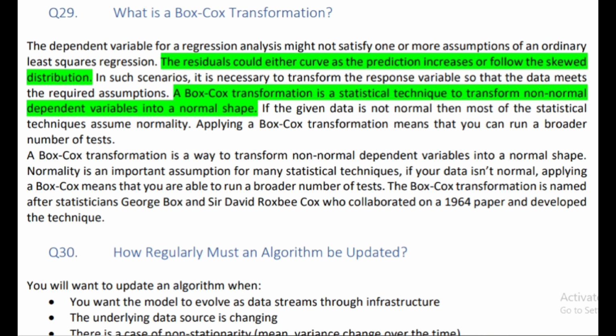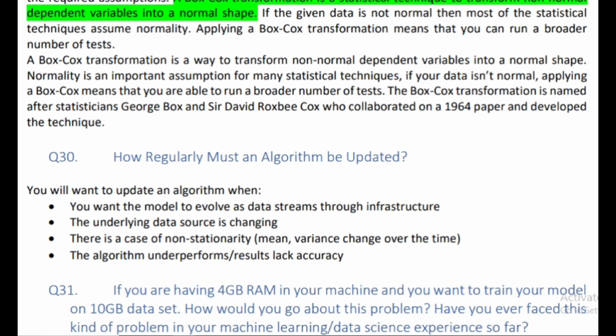If the given data is not normal, then most statistical techniques assume normality. Applying a Box-Cox transformation means that you can run a broader number of tests. Normality is an important assumption for many statistical techniques. The Box-Cox transformation is named after statisticians George Box and Sir David Roxby Cox, who collaborated on a 1964 paper and developed the technique.